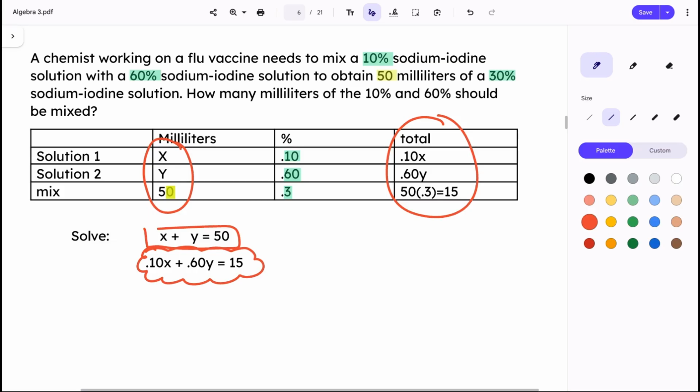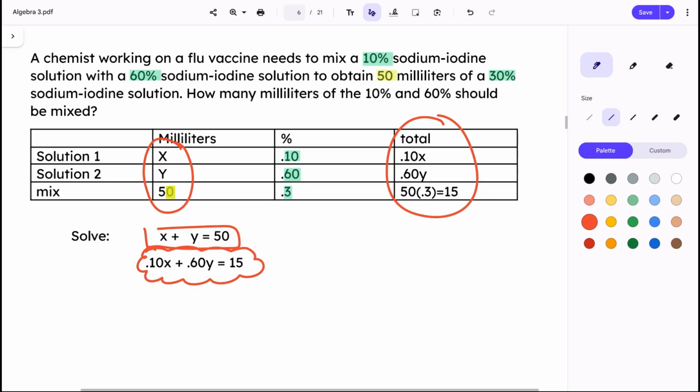So the total column is written as that 0.10, the percentage, times x for this first solution, and then 0.6 times y for the second solution. And where they got this 15 from is we know the mixture needs to be 50 milliliters, and we also know that the mixed solution should be 30%. So they multiply those two numbers together. That's how they get the 15. So these are your two equations.